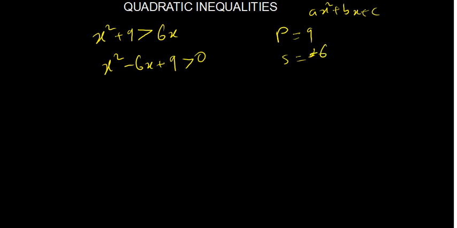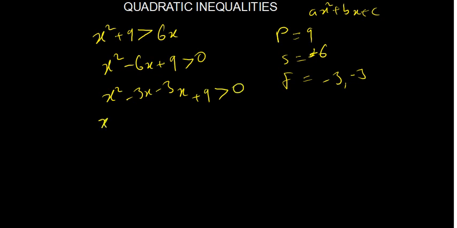And so what are the factors? Which two numbers can we multiply to give us +9, and if we add them, they give us -6? That is -3 and -3. So this is x squared minus 3x minus 3x plus 9 is greater than 0. So this is going to give us x minus 3, we factorize those two, that is x minus 3, x minus 3 is greater than 0.